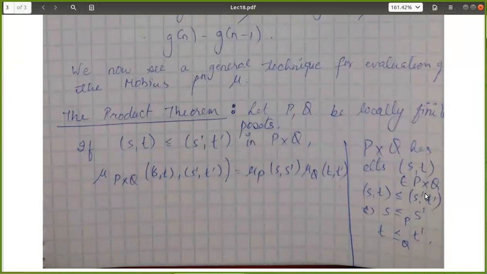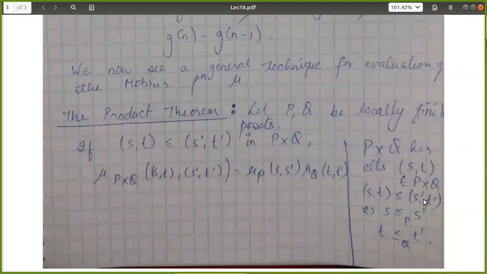So the pair (S, T) is comparable with (S', T') only when S and S' are comparable, and T, T' are comparable. Furthermore, (S, T) is less than or equal to (S', T') if and only if this happens. Even if, let's say, S happens to be less than or equal to S', but T' is less than or equal to T, you do not have an order. These are incomparable.